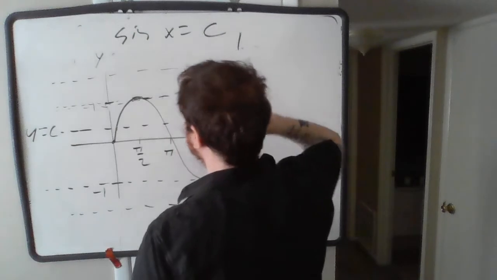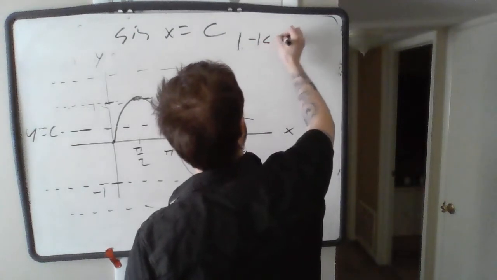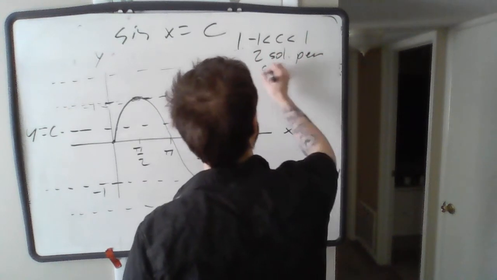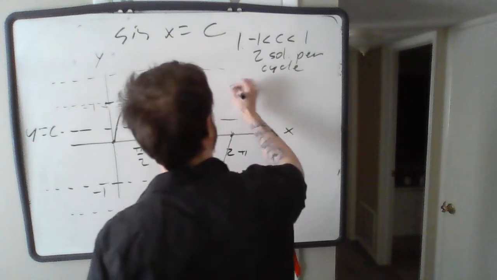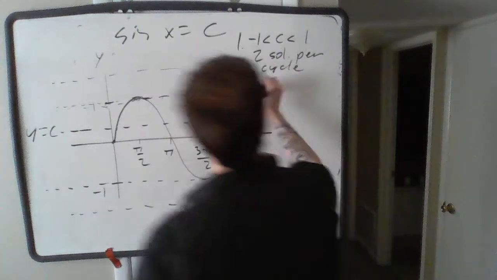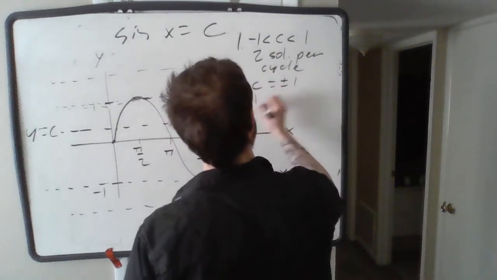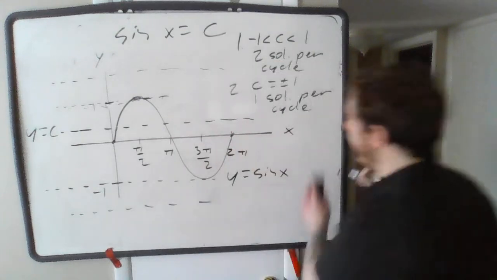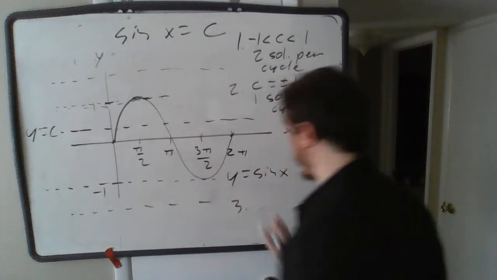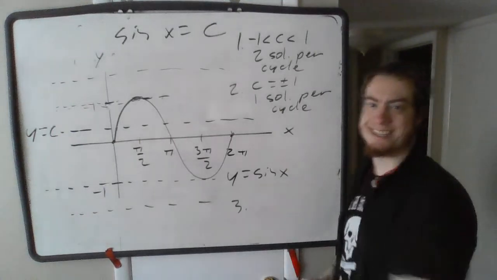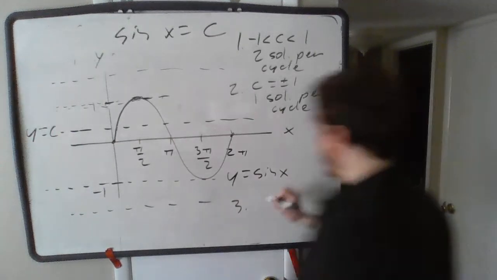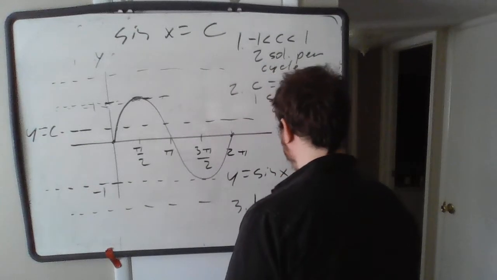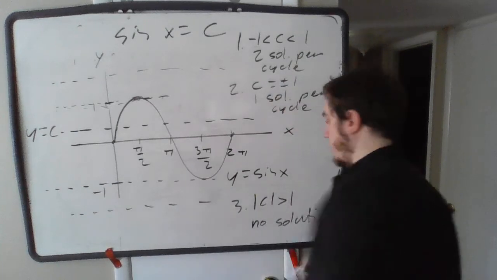Case 1 is that minus 1 is less than c is less than positive 1, and then we get 2 solutions per cycle. Case 2 is c equals plus or minus 1, and that is 1 solution per cycle. And then case 3, let's write case 3 down here. I do apologize again that this is such a small board for me to write on. Case 3 is if the absolute value of c is bigger than 1, then we get no solutions.